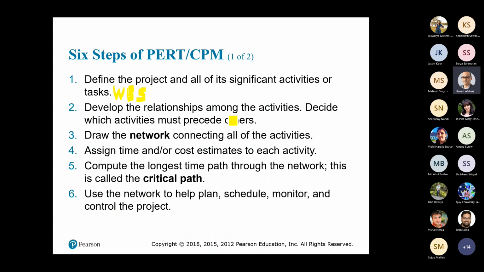Number two, develop the relationship among the activities. Decide which activity must precede others, okay? So which activity should be done first? Because sometimes you cannot do all activities in a row and you cannot do all activities in parallel. So you need to consider a kind of relationship between activities, okay? So sometimes two activities should start at the same time. Sometimes two activities should finish at the same time, okay?